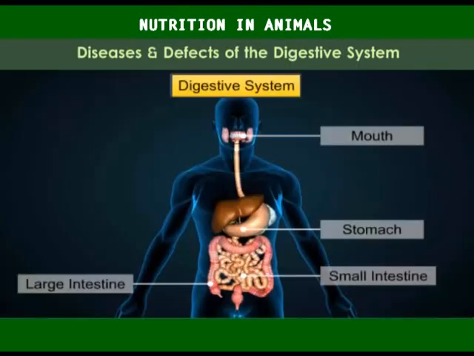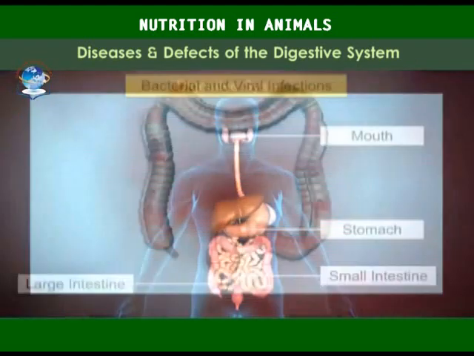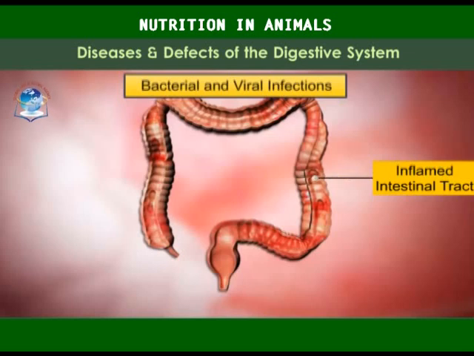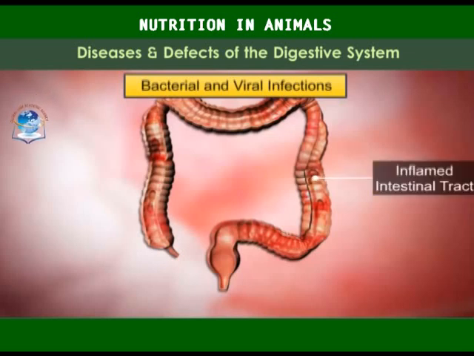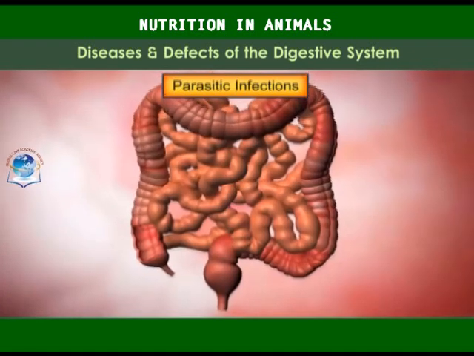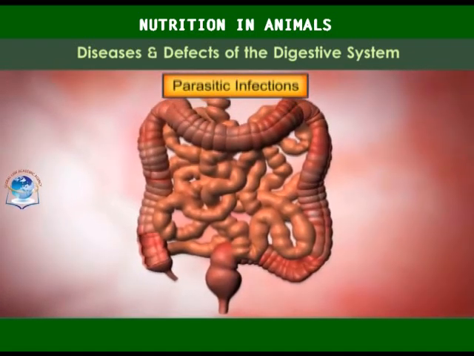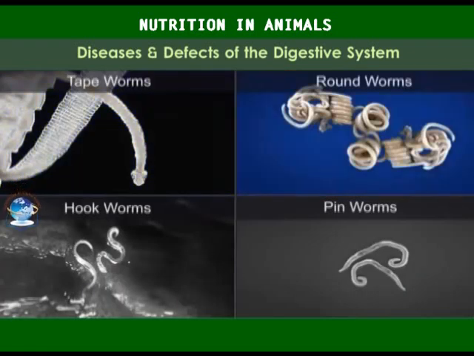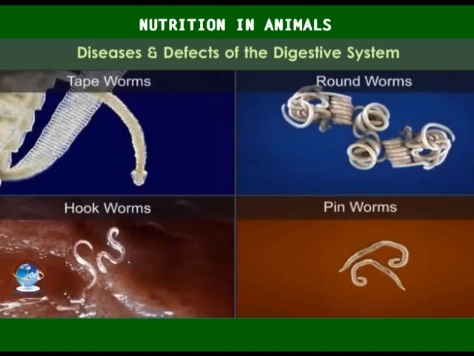Now, if the digestive system does not function as smoothly as it should, it results in various types of disorders. Inflammation of the intestinal tract takes place when there are bacterial or viral infections. Parasitic infections are caused by tapeworms, roundworms, hookworms, pinworms, and others that usually infect the intestines.